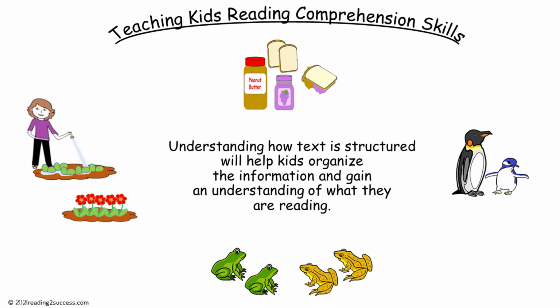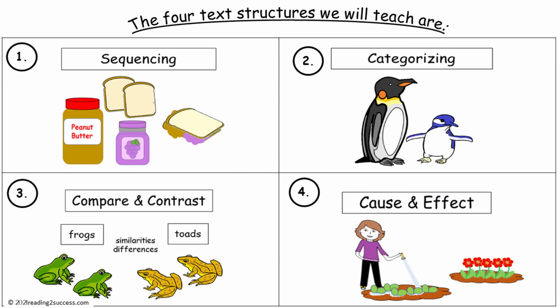Understanding how text is structured will help kids organize the information and gain an understanding of what they are reading. The four text structures we will teach are sequencing, categorizing, compare and contrast, and cause and effect.